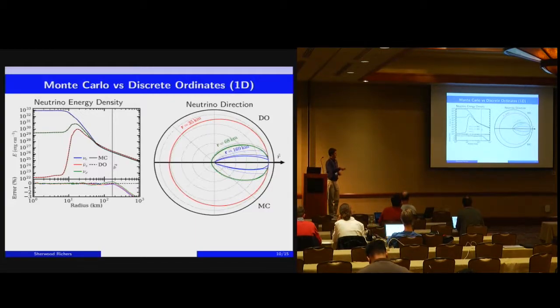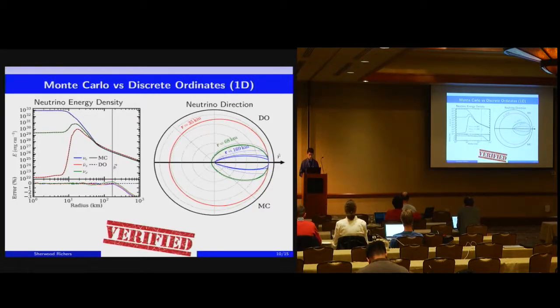And just to give a sense of what the distribution function looks like, this is sort of the shape of it. So this is moving in this direction, this is the radial direction. This is something like 35 kilometers, which is somewhere around here. So it's pretty isotropic at around 35 kilometers. But as you move outward, it's very forward peaked. And again, the discrete ordinate simulations and the Monte Carlo simulations show very, very good agreement. So we can consider that verified.